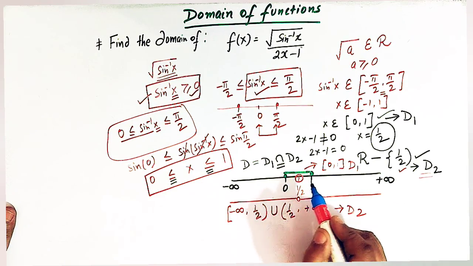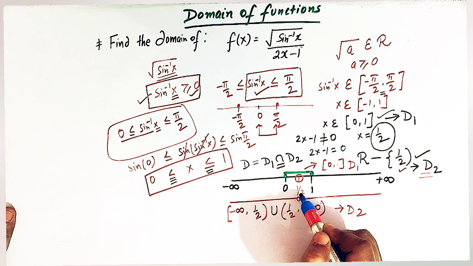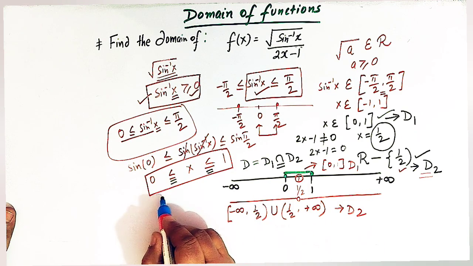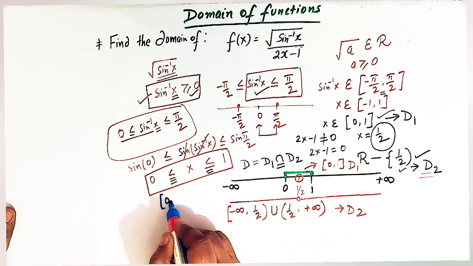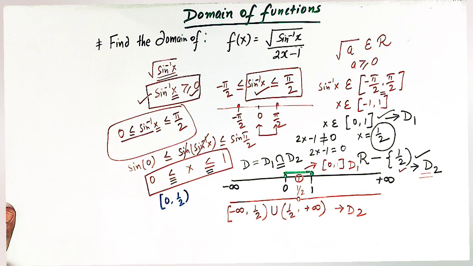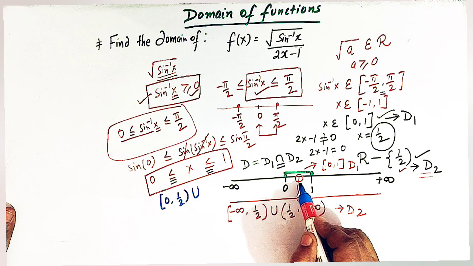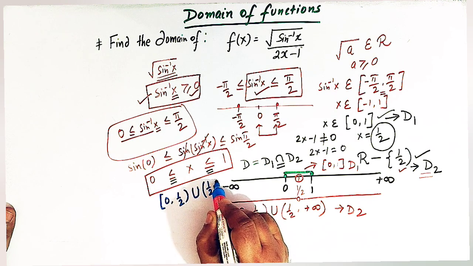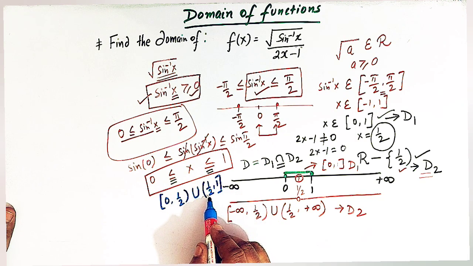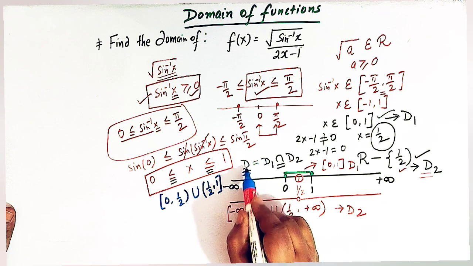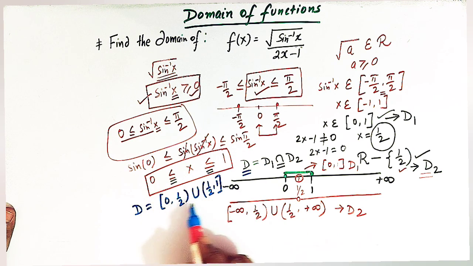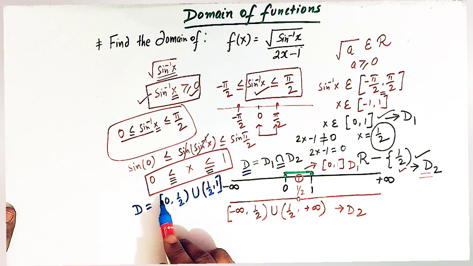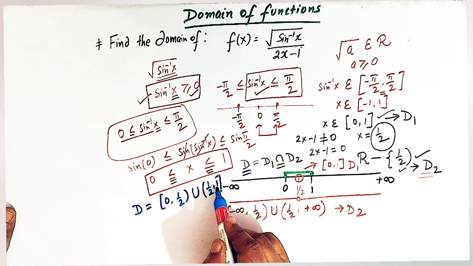So now the common region is from 0 to half, that is from we can write 0 to half, and here half is not included. And then we have the union, and from here we have half to 1, right? So here we have half to 1, and 1 is included, here half is excluded, right? So this domain D is given by the union of these two intervals, that is 0 closed, half open, union half open, 1 closed.